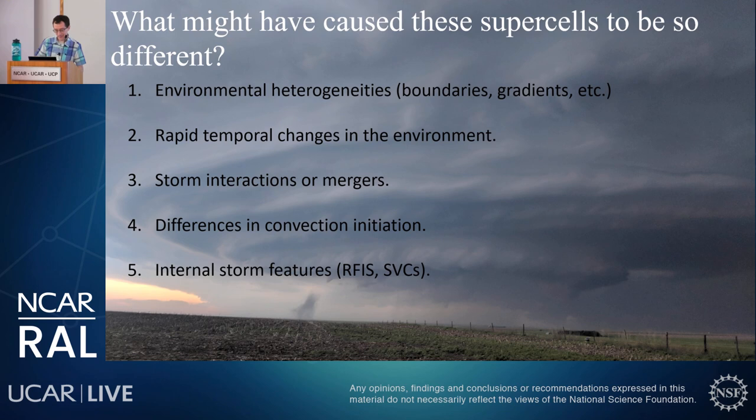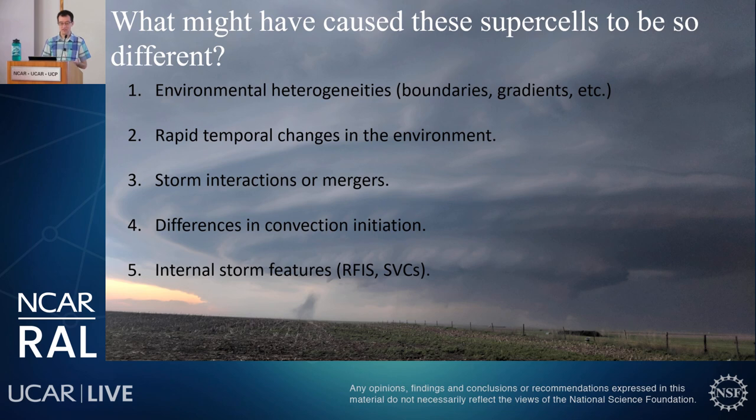So when I was doing my literature review, I found five general things that can be very important in differentiating supercells in close proximity, five things that can cause them to be different. The first one is environmental heterogeneities, and that's the one that's been focused on a lot in recent years. These are boundaries in the near-storm environment or gradients in different parameters. The second one is rapid temporal changes in the environment. So even if the storms are only an hour apart in time, if the environment changes a lot in that hour, that's going to be very important.